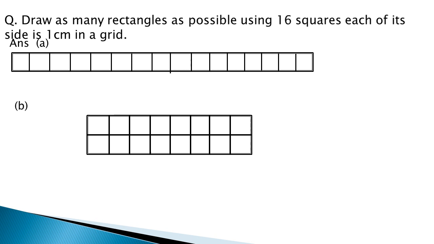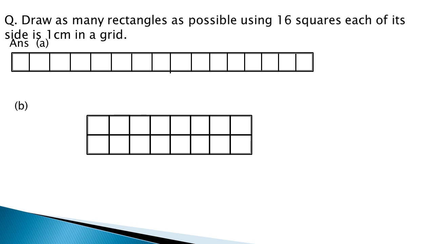Answer A. A straight rectangle like a scale I have drawn here, and in that rectangle, if you count, there are 16 squares. So 16 squares in a straight line. This is the first way. Then next one, B, you will find another biscuit shaped rectangle I have drawn, or you can say a Munch shaped rectangle, like the Munch chocolate.